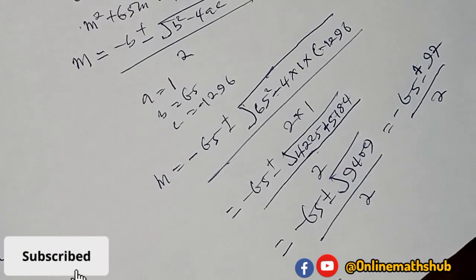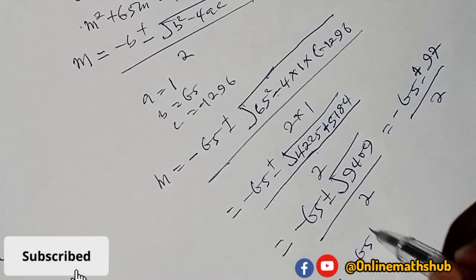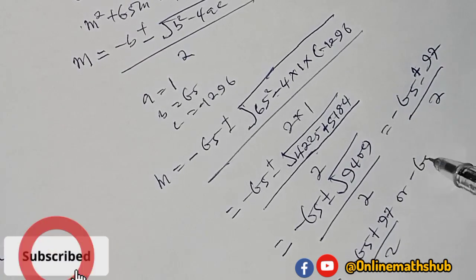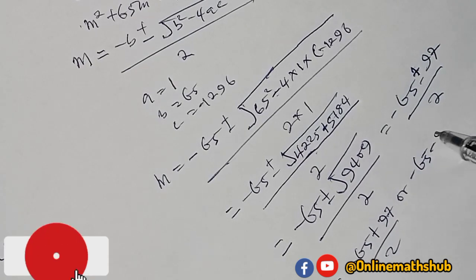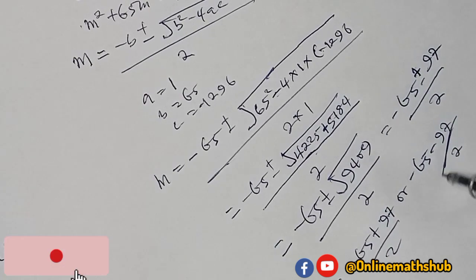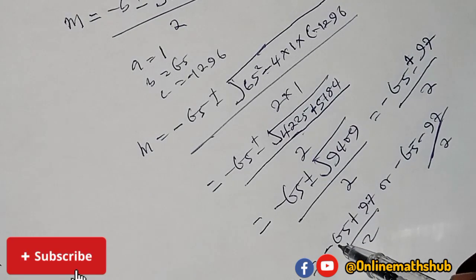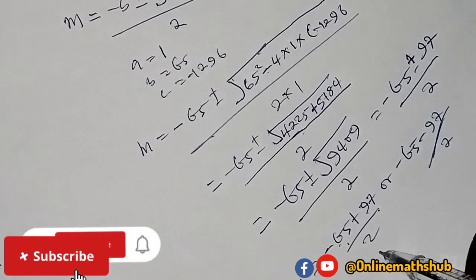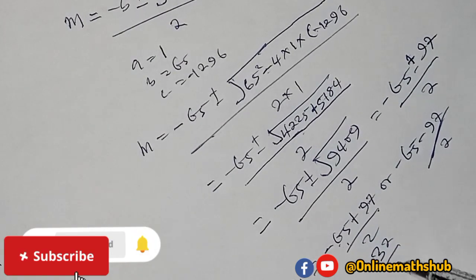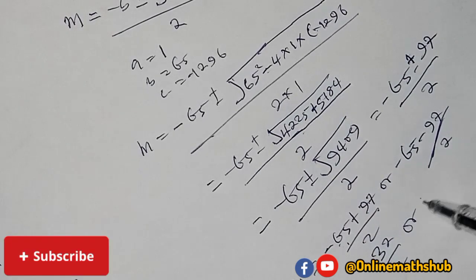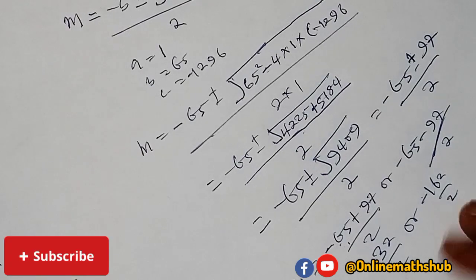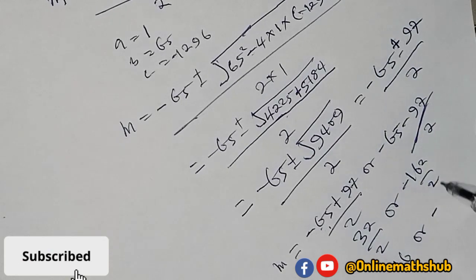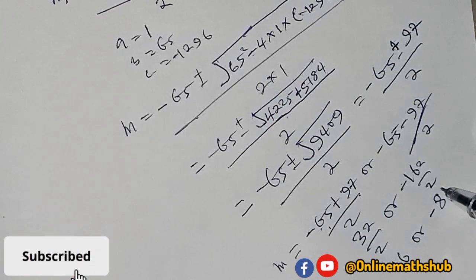So basically our m is going to be minus 65 plus 97 divided by 2, or minus 65 minus 97 divided by 2. Minus 65 plus 97 is going to give us 32 divided by 2, or this one will give us minus 162 divided by 2. And of course this will give us 16, and this one will give us minus 81.